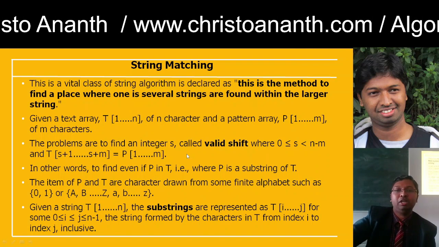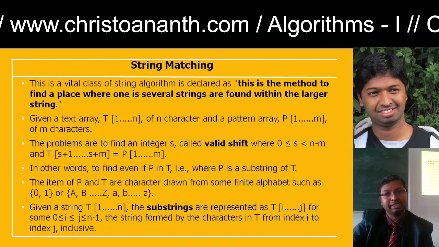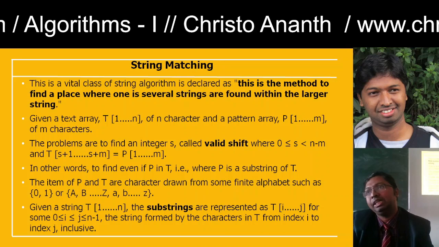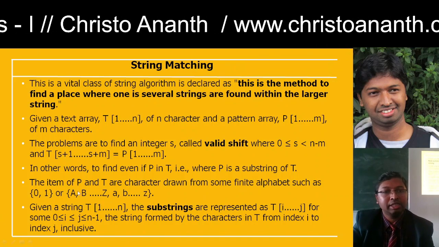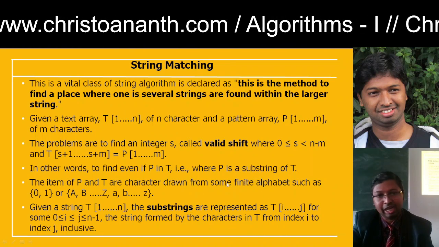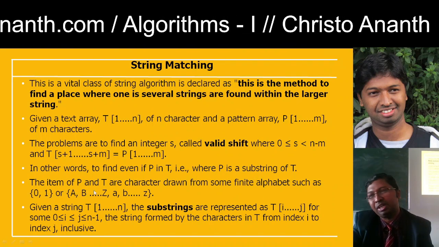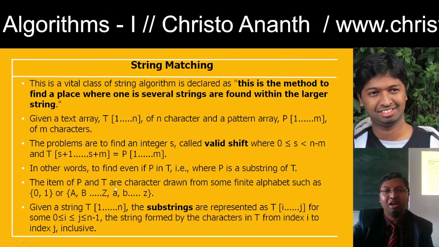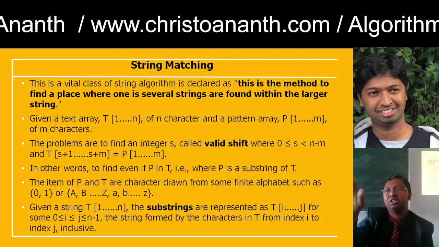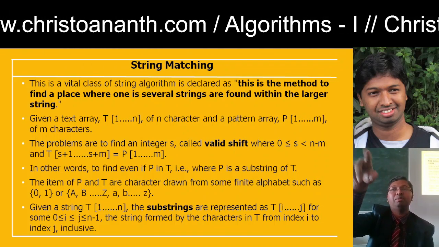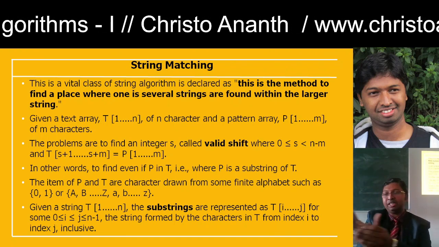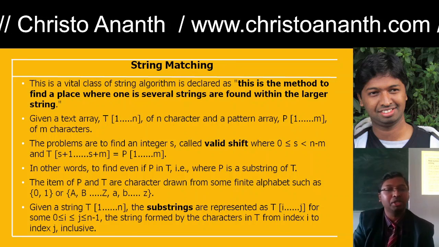If you have to find the pattern in the text, it means the pattern should definitely be a substring of the text array. Here the items of P and T are characters from a finite alphabet, like 0 and 1, or capital A, B, Z, or small a, b, z. You can search any patterns, for example a series of zeros and ones like 0101, and find the location where that pattern occurs.